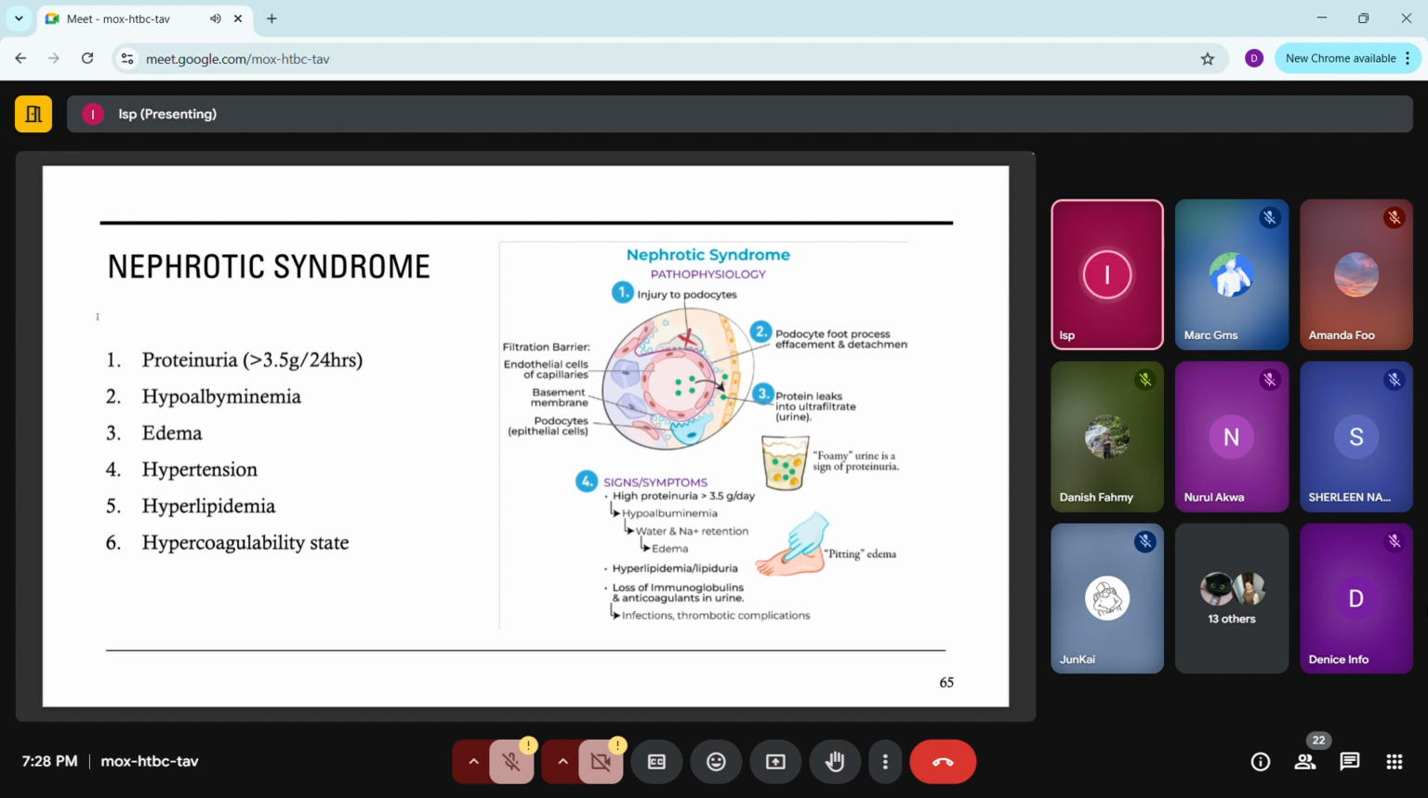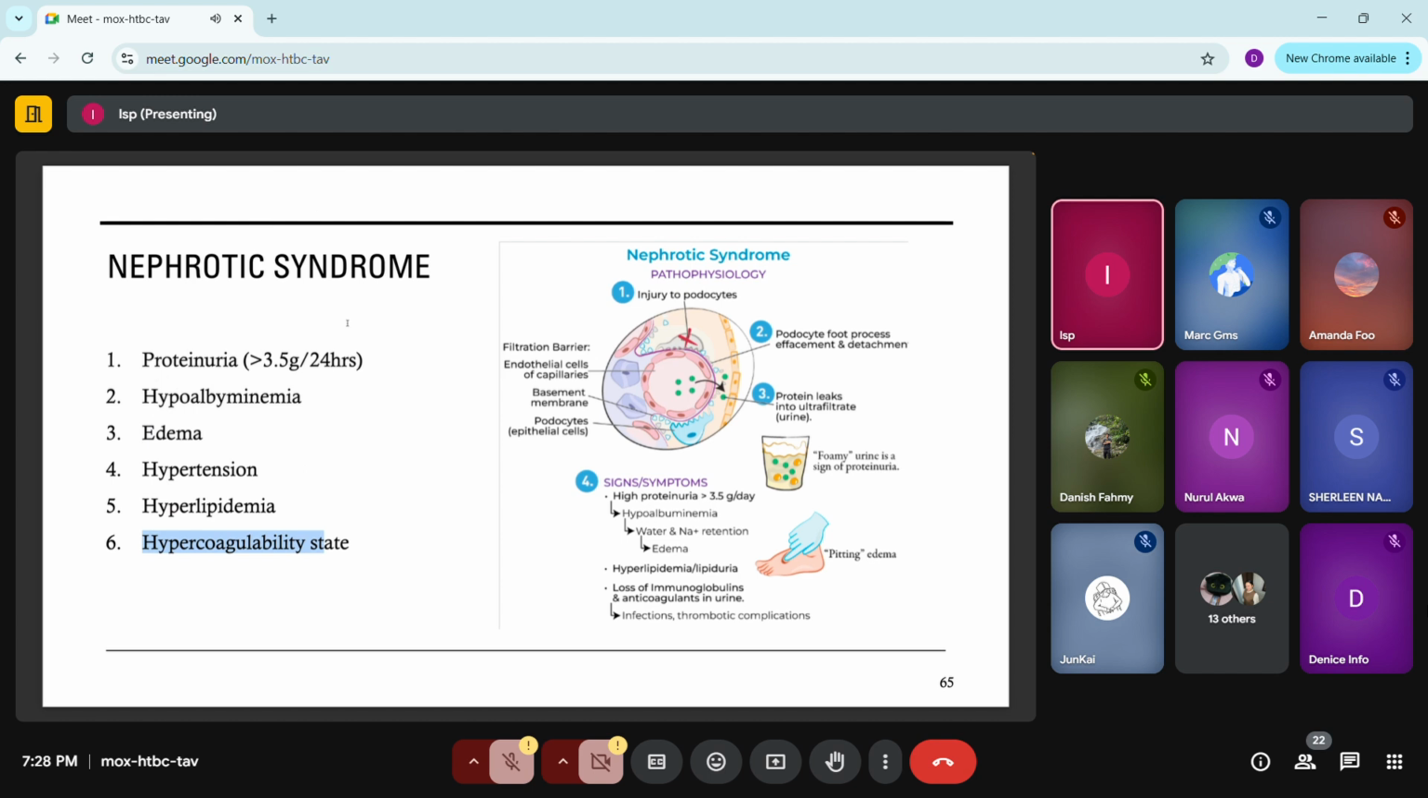So, what other criteria inside nephrotic syndrome? Hypoalbuminemia, protein less than 25. When you are losing protein in the urine, automatically your blood albumin will be low. So you have hypoalbuminemia. Because you have hypoalbuminemia, you easily get edema. Patient may have hypertension and you have hyperlipidemia.